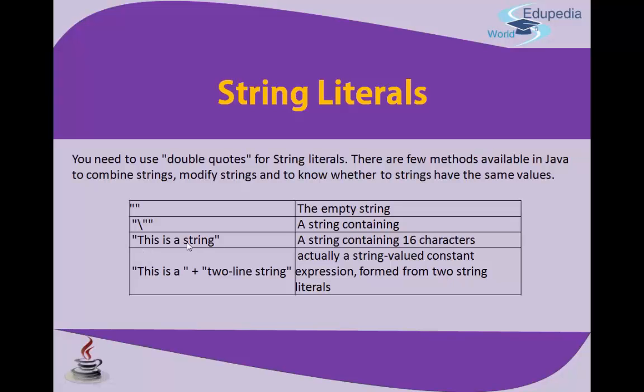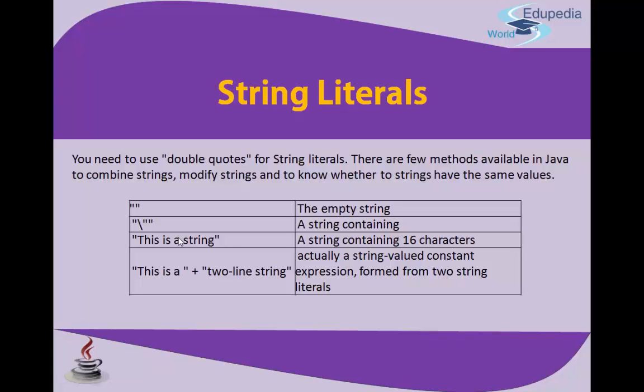Then you have "This is a string". I have just given you this example, and the next example is coming ahead. So this is a string containing 16 characters. You can count the characters within the double quotes: THIS is 4, space 5, IS 7, space 8, A 9, space 10, then STRING 11 to 16. So this becomes 16 characters, right?